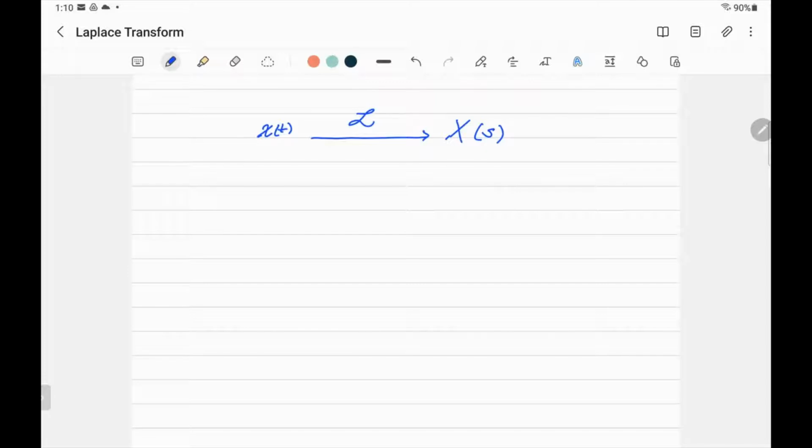How do you get it? Well, X of s is equal to the integral from minus infinity to infinity, exactly like you write the Fourier transform, of x of t times e to the power, not minus j omega, but minus s t. That's all. You replace j omega by s. So Fourier transform is a special case of Laplace transform.